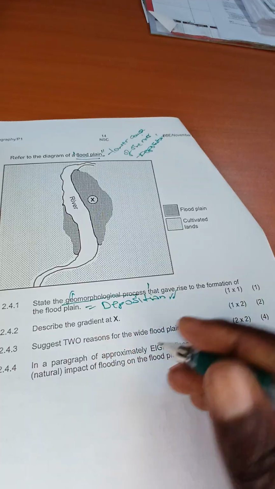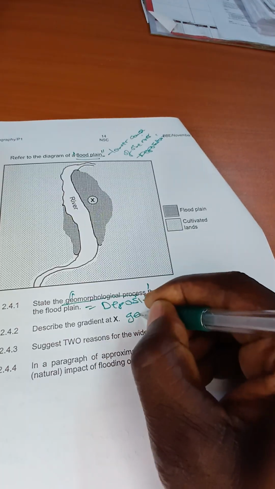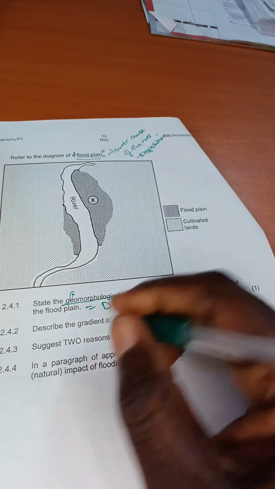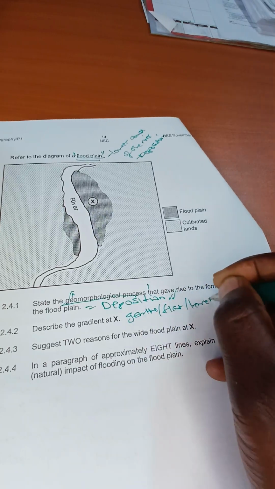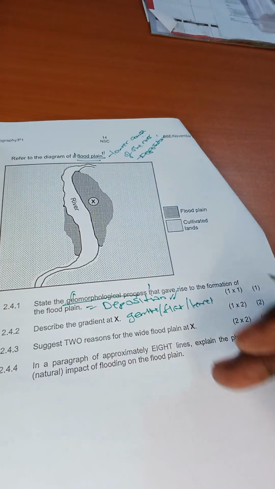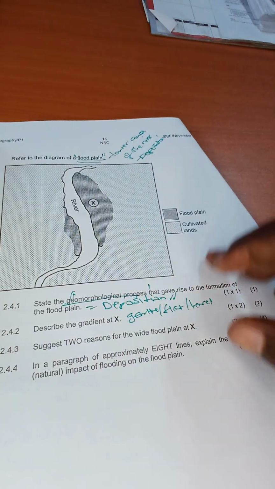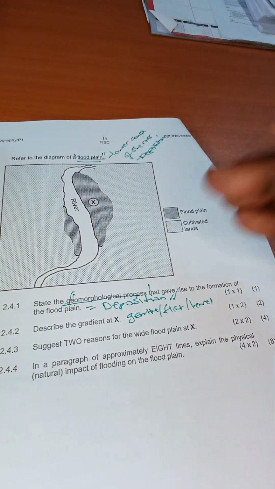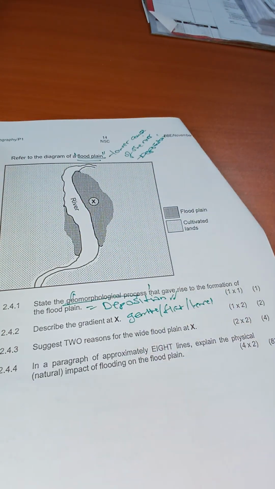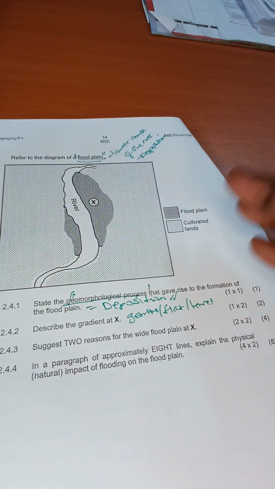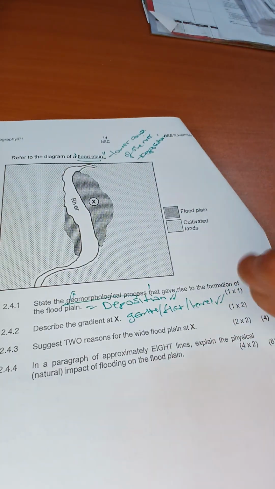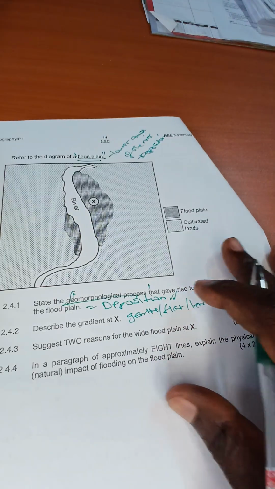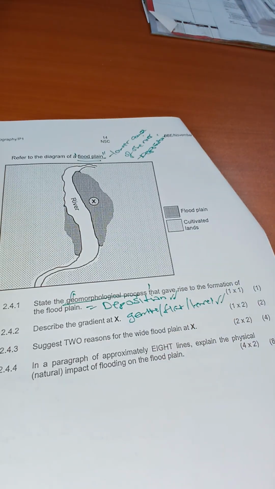Describe the gradient at x. The gradient at x is what? It is gentle. It is also flat. It is also level. That's why alluvium is able to be deposited. That's why we are also able to farm on this part of the river, which is part of the floodplain, because it is gentle, it is flat, it is level. That's what makes it possible for us to cultivate there.